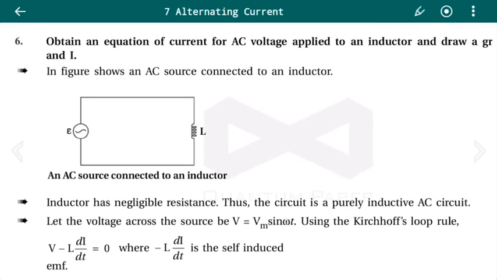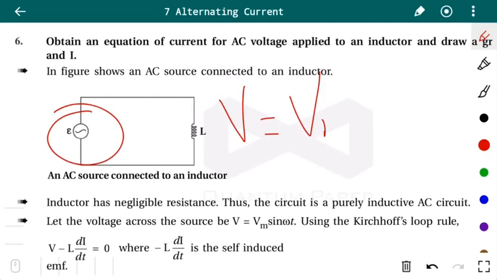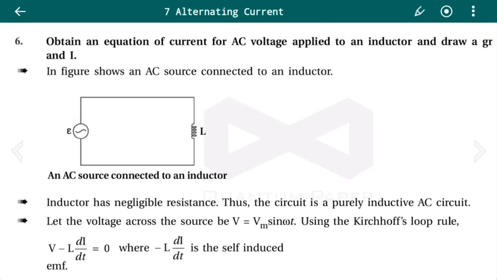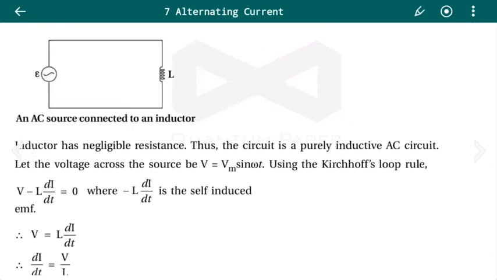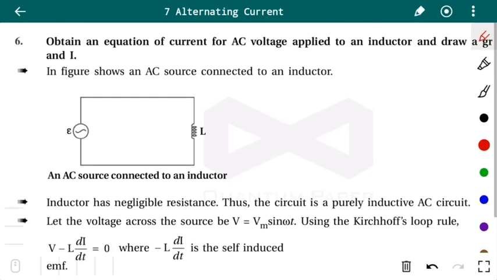That we have already discussed, that the AC voltage applied, V, equals Vm sin omega t. Using Kirchhoff's loop rule, V minus L di by dt equals 0, because here we are choosing the path like this and the current path is also in the same direction. So here we need to apply Kirchhoff's voltage law.